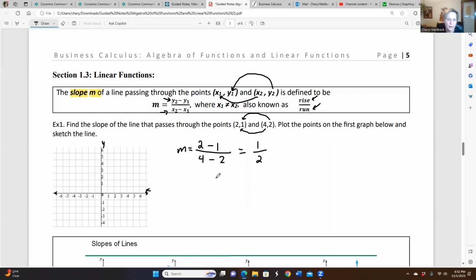My slope is 1/2. If we plot the point (2, 1), we go to the right 2 and up 1. There's your point (2, 1). And your point (4, 2), we go to the right 4 and up 2 is here. So graphing that line, we get this line, which rises 1. There's your rise from point to point, and it runs 2. So there's your horizontal run of 2.